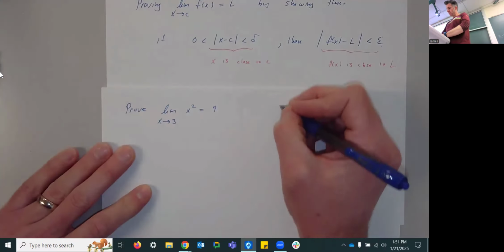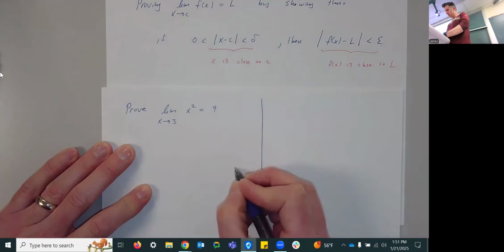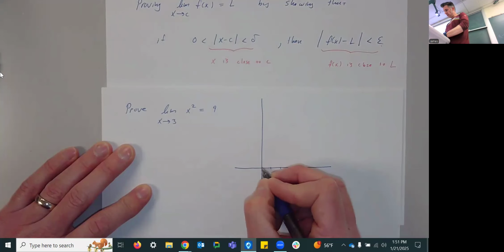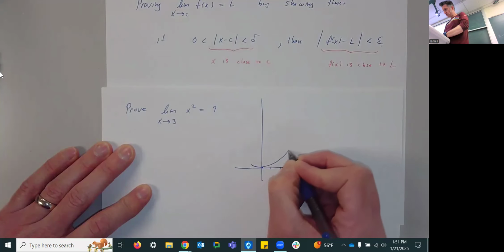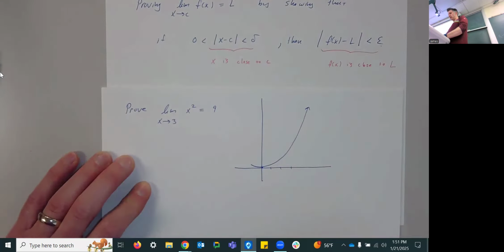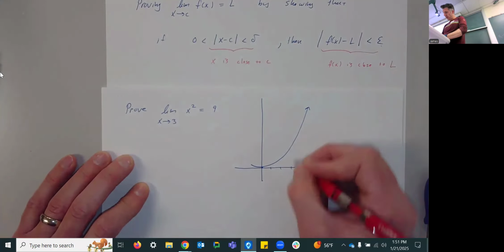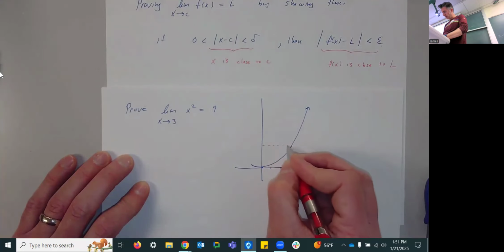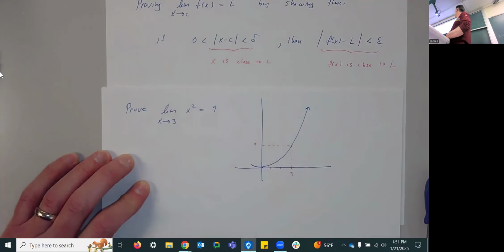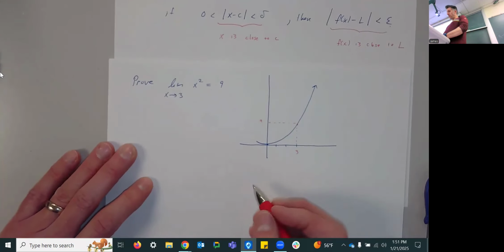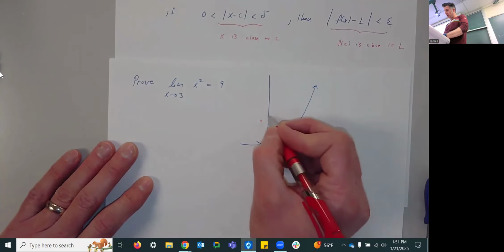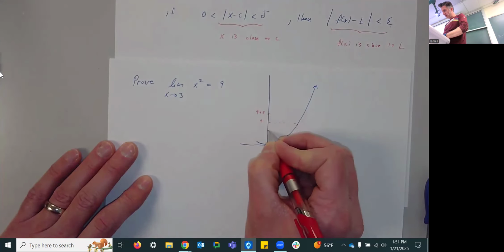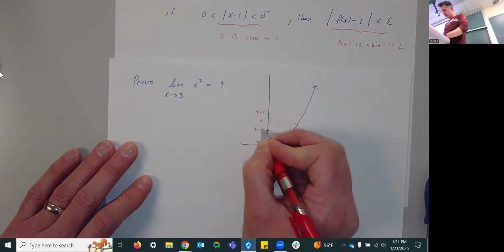Here's my good old parabola. Something like that. Again, it's not quite to scale, that's fine. So let's pretend there's 3. Yes, I know that's not really 9, but that's okay. If we're within epsilon on either side of 9, if we've gone up to here, here's 9 plus epsilon. Down here, the same distance away from 9, here's 9 minus epsilon.